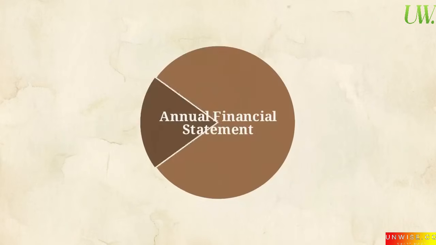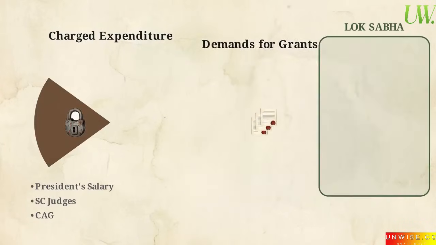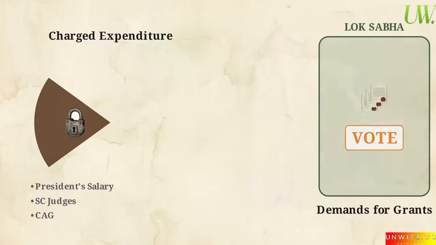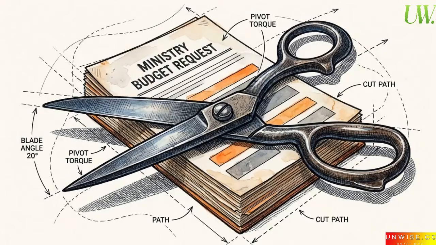The budget is split into two categories: charged expenditure, which covers fixed obligations like the salaries of Supreme Court judges and the President, can be discussed by Parliament, but it cannot be voted on. All other government spending is classified as votable. The executive must present these requests to the Lok Sabha as demands for grants. Voting to approve or deny these grants is the exclusive privilege of the lower house.